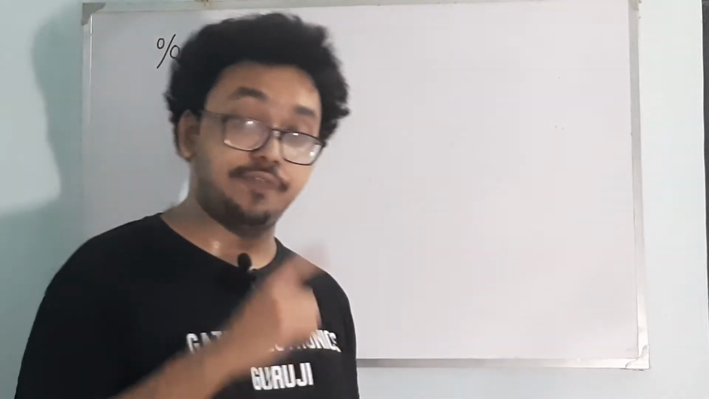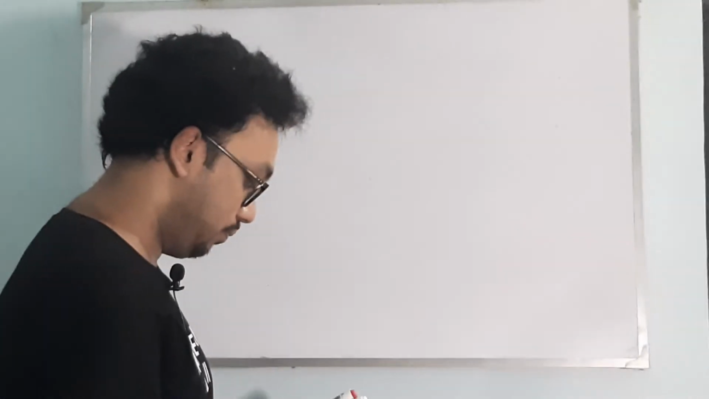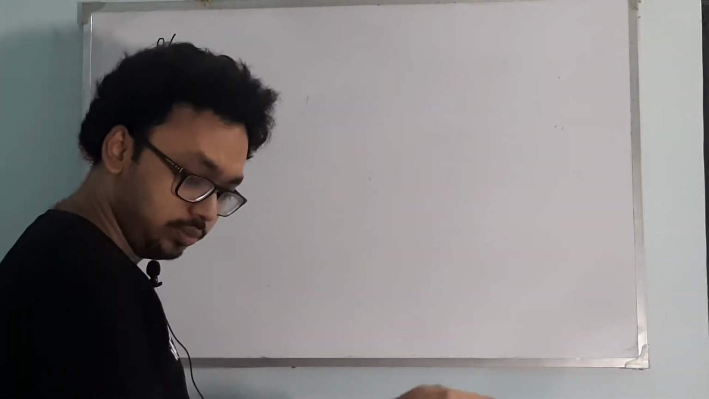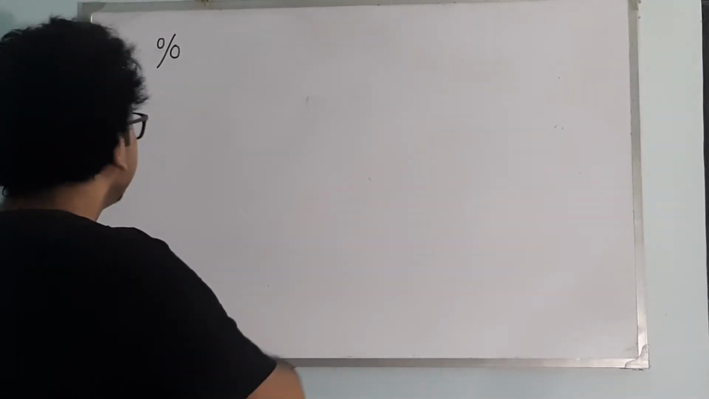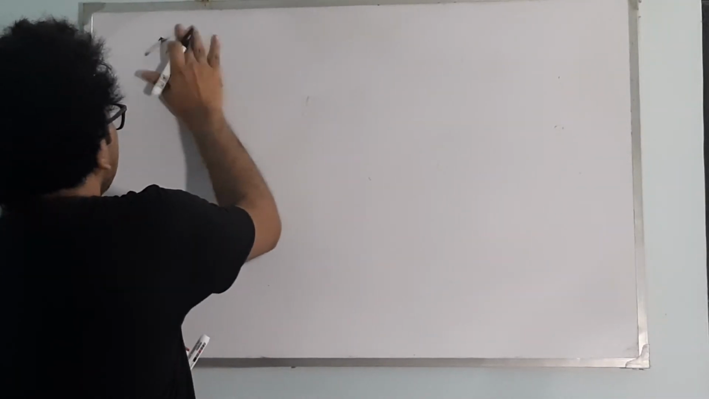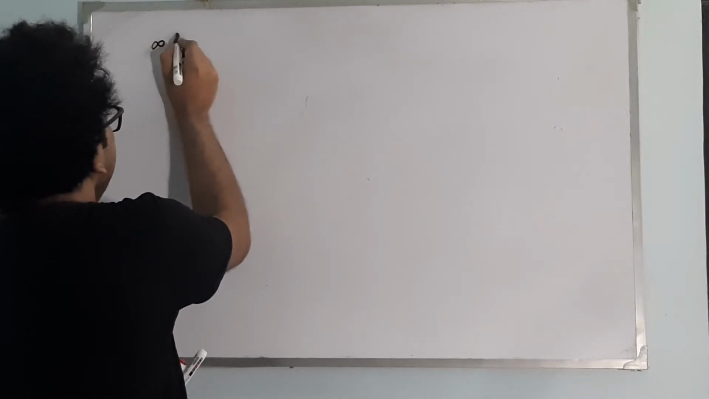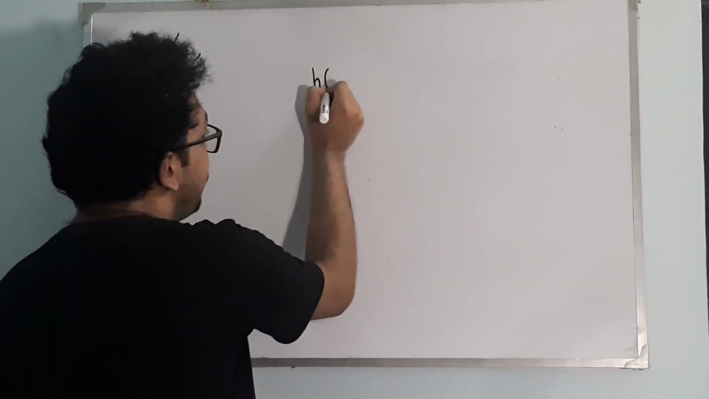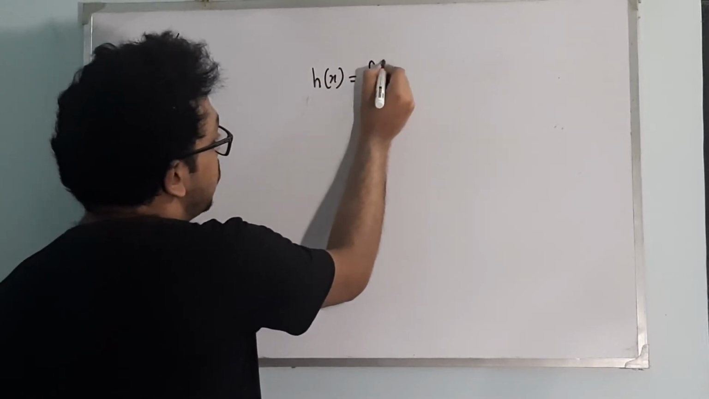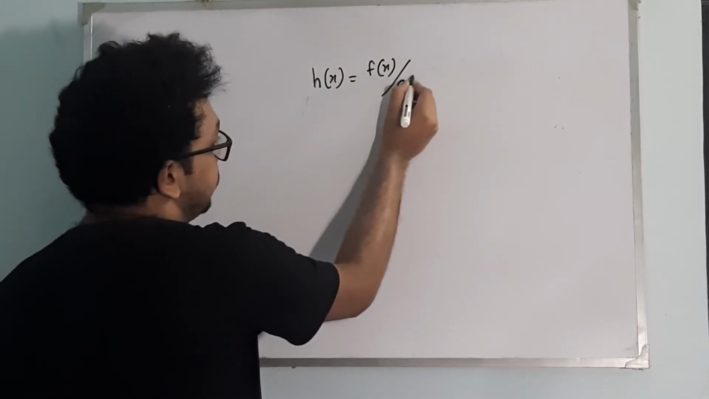Now come to the infinite by infinite indeterminate form. Okay, I hope the 0 by 0 is clear. Now come to infinite by infinite. Infinite upon infinite. See, suppose we have a function h(x), where h(x) is equal to f(x) upon g(x).